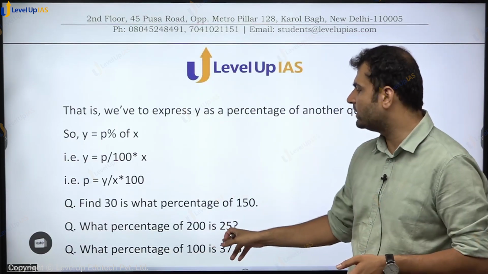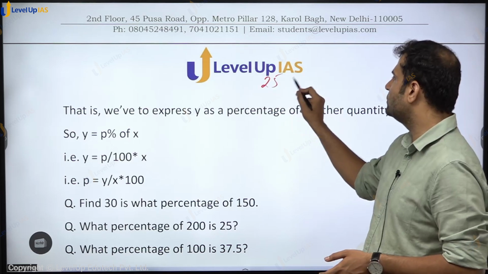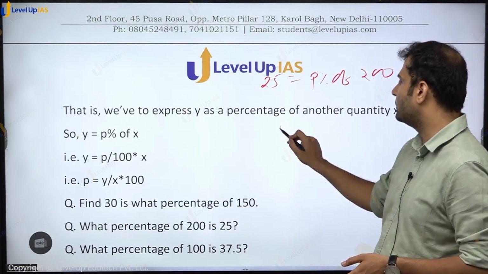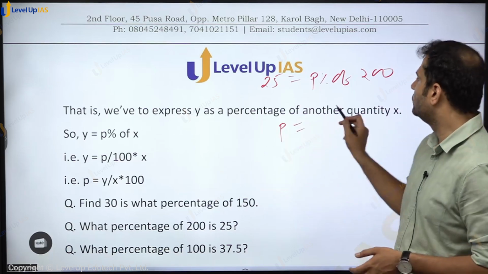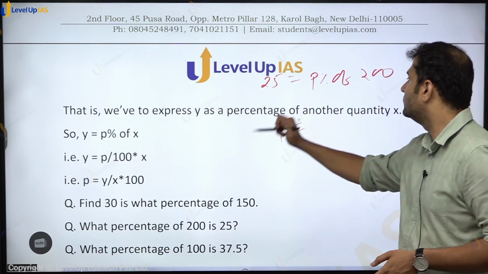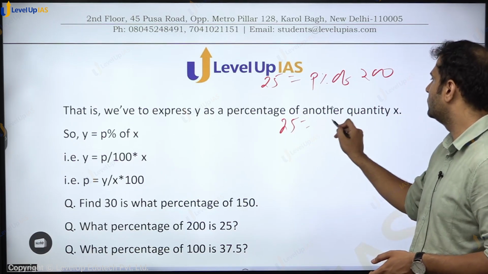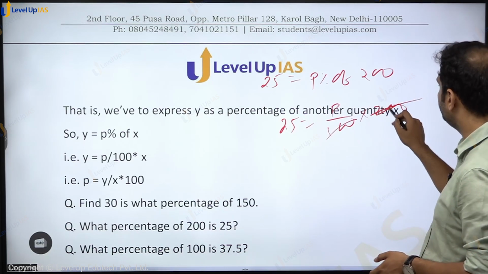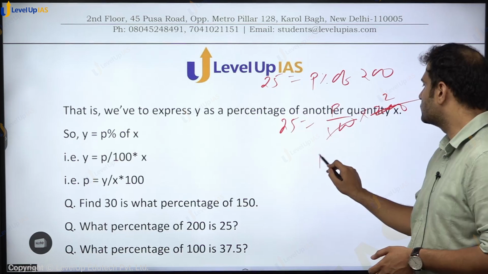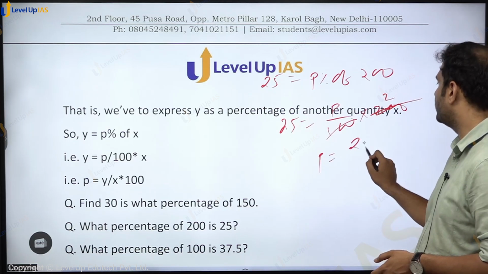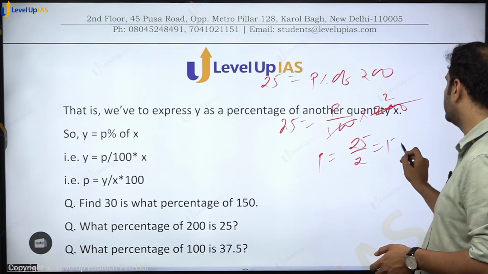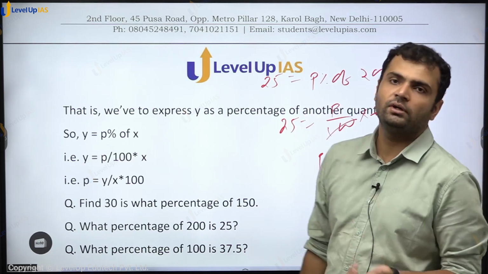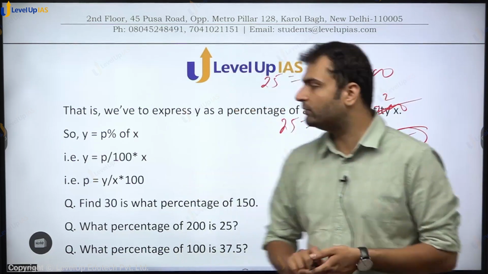What percentage of 200 is 25? So 25 we'll assume as p% of 200. Again we solve for p. 25 is equal to p by 100 into 200. 100 and 200, cancel them here, 2 comes here. So p is equal to 25 by 2, which is 12.5. So 12.5% of 200 will be 25.